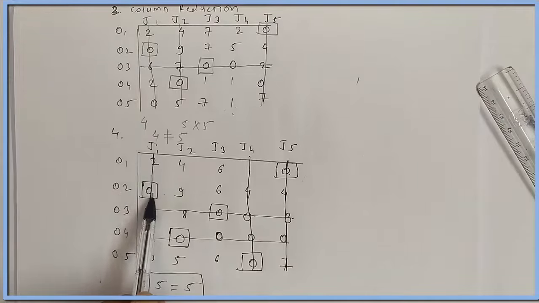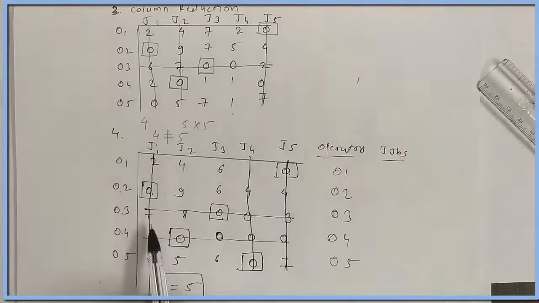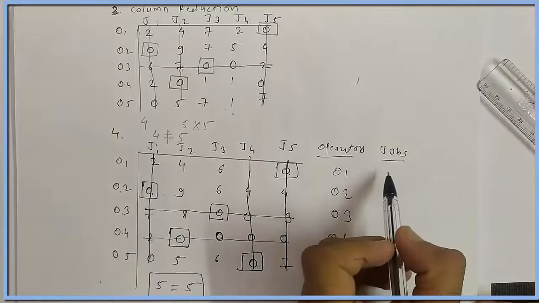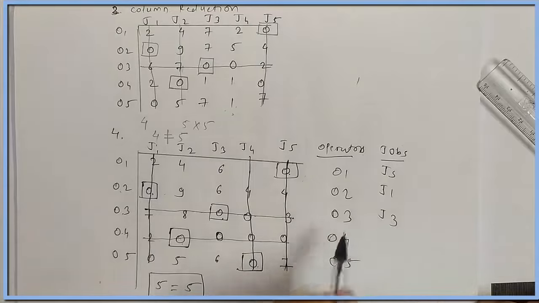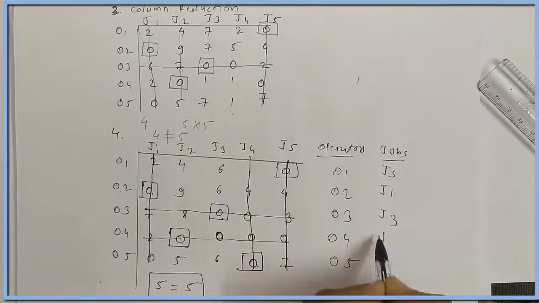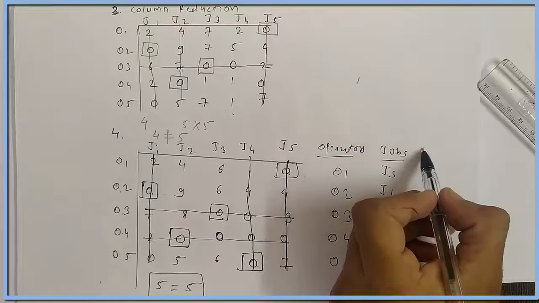Here we will assign job 1 to operator 2, job 3 to operator 3, job 2 to operator 4 and job 4 to operator 5. Therefore, our final answer is: job 5 is assigned to operator 1, job 1 is assigned to operator 2, job 3 is assigned to operator 3, job 2 is assigned to operator 4 and job 4 is assigned to operator 5. Now the total time required.